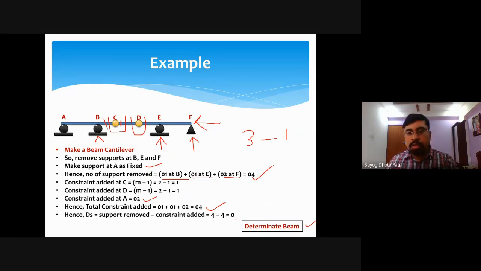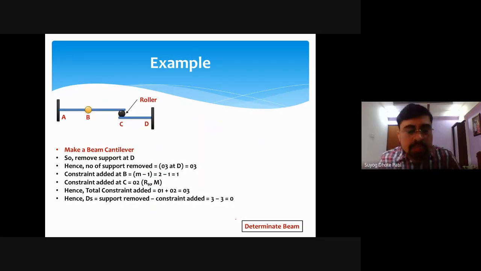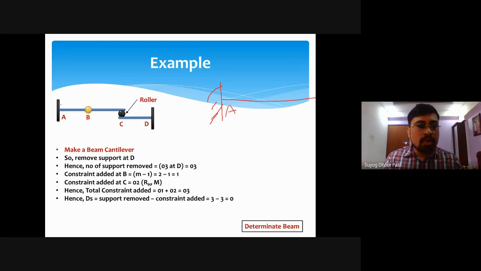Similarly, another beam, again simple, again similar. Make it a cantilever beam. So this beam is seen like this, and we have to make this beam like this. We make this support A a fixed support, but A already has a fixed support. But we have to remove this internal hinge, this roller support, as well as this fixed support at D. So remove support D, hence the number of supports removed at D is 3, as it is fixed.